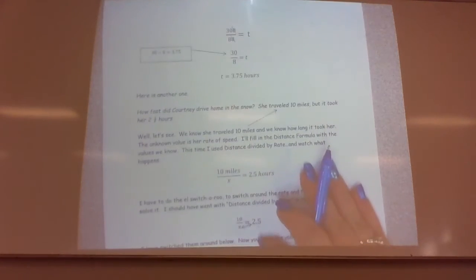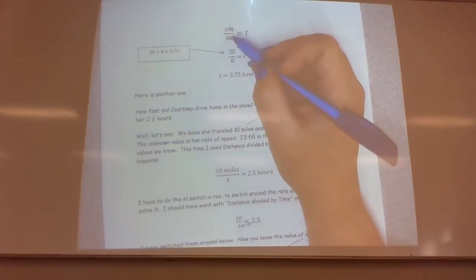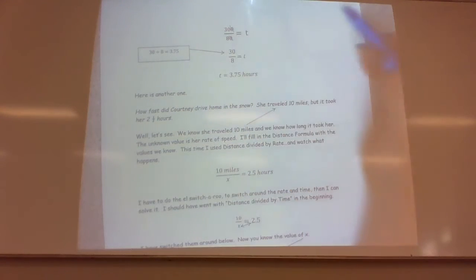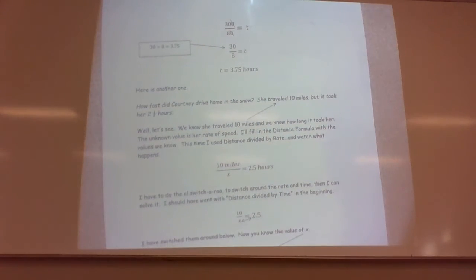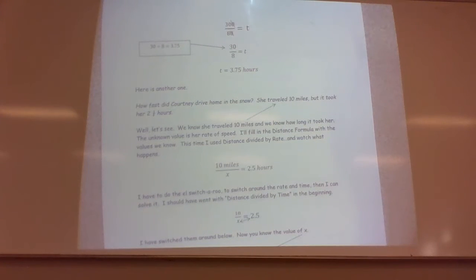And again, we all know that we can cross cancel. So this would be 30 divided by 8, and it is approximately or equal to 3.75 hours. So it took 3 3/4 hours for that train to travel 300 miles at a rate of 80 miles per hour.